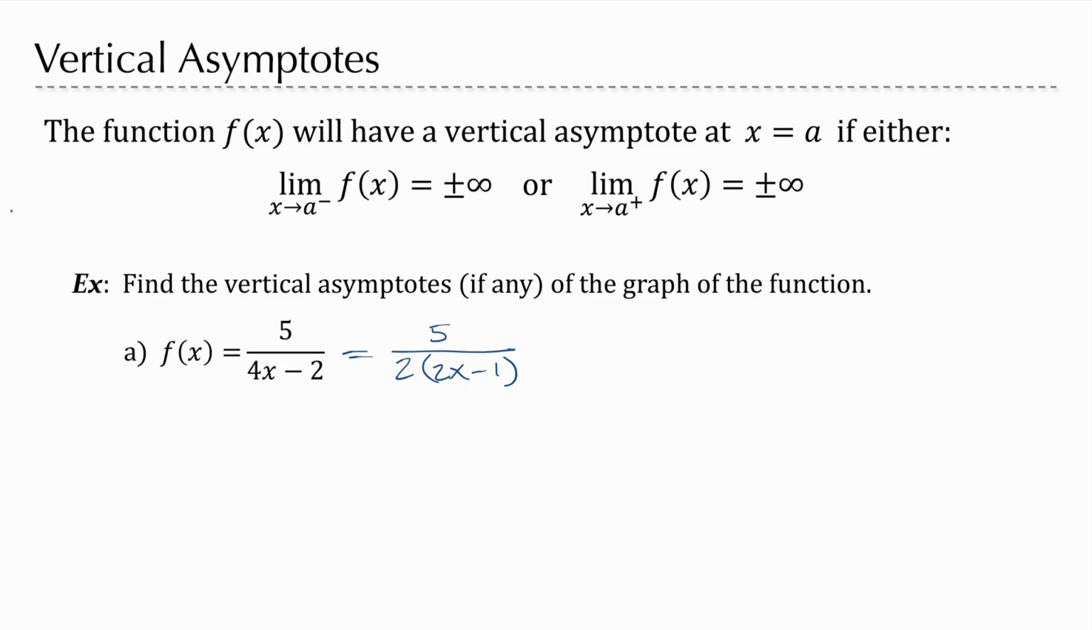Now remember, when you answer the question about a vertical asymptote, you're describing an imaginary vertical line. So you can't just write down the number 1/2. You need to write x equals 1/2. Okay, so this right here would be our vertical asymptote.